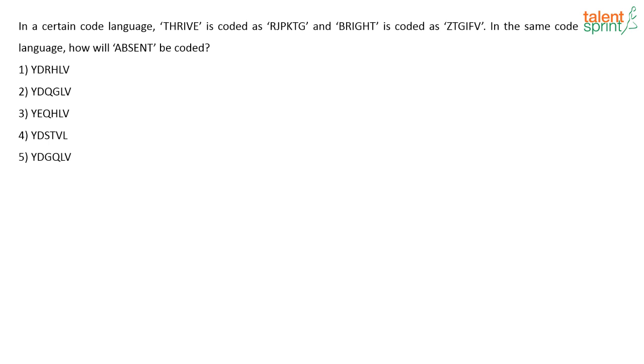So, what is the logic that is used here? THRIVE. Thrive is coded as RJPKTG. Give me the answer.